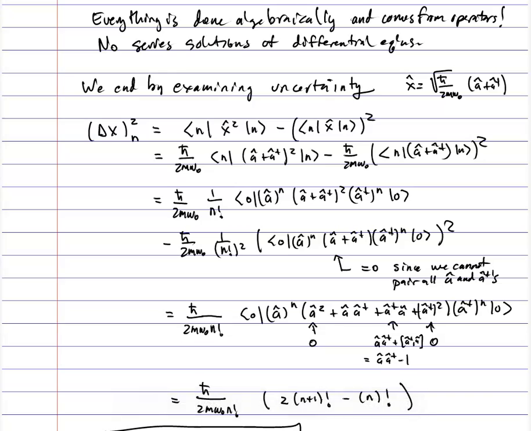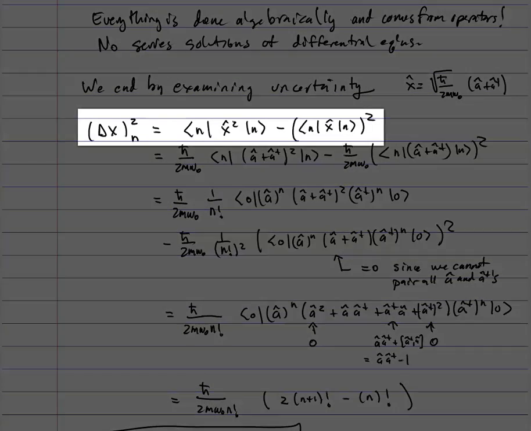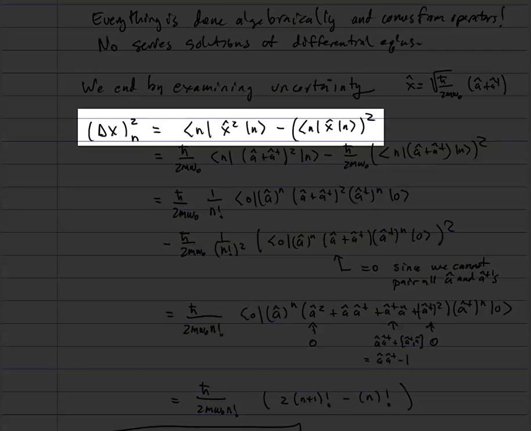Again, I want to remind you what x hat is. Uncertainty, which I'm going to call delta x quantity sub n squared. The n indicates the state that I'm measuring it in. Delta x is the operator, and the square is because I'm looking at the squared uncertainty here. It's the expectation value of x squared minus the expectation value of x quantity squared.